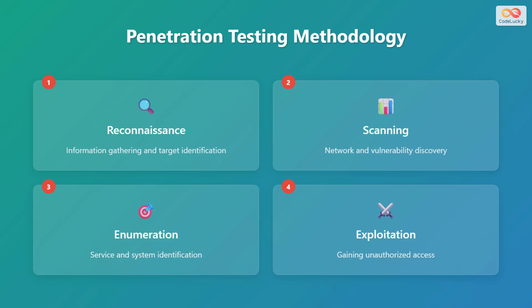The third phase is enumeration, which focuses on detailed service identification and system fingerprinting to understand exactly what technologies are running. Finally, the exploitation phase involves attempting to gain unauthorized access using discovered vulnerabilities. Each phase builds upon the previous one, creating a logical progression from information gathering to actual security testing.